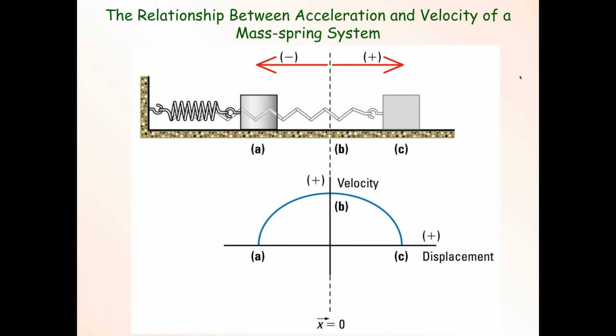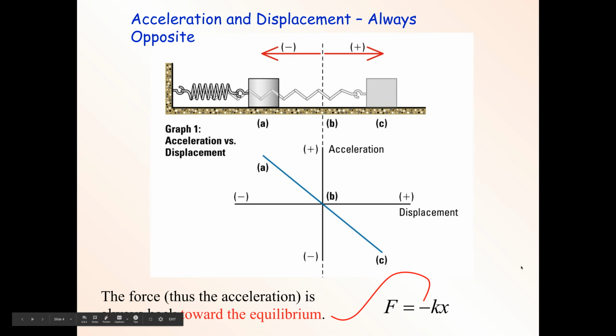Okay, the relationship between acceleration and velocity of a mass spring system. So this is what happens. As it's at point A, it'll have zero velocity. The velocity increases till it's at our equilibrium, then slowly decreases until it's at our maximum displacement in the other direction.